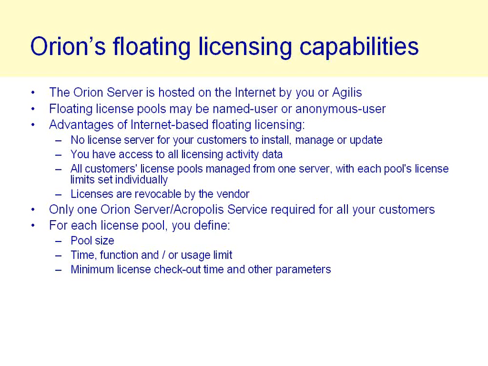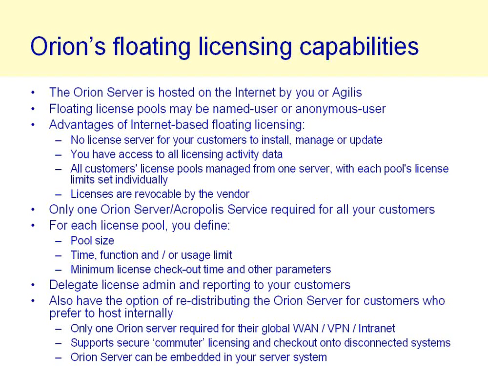So, for example, if you set a minimum license checkout time of 12 hours, that means that in any one day, 24-hour period, a given license can be used by not more than 2 people. So you can control the rate of sharing. You can delegate the admin and reporting to your customers, so you could provide them with a login to your customer sysadmin, so from any web browser they can be logging in and managing their licenses, running reports and so forth. And you have the option of distributing the Orion server.